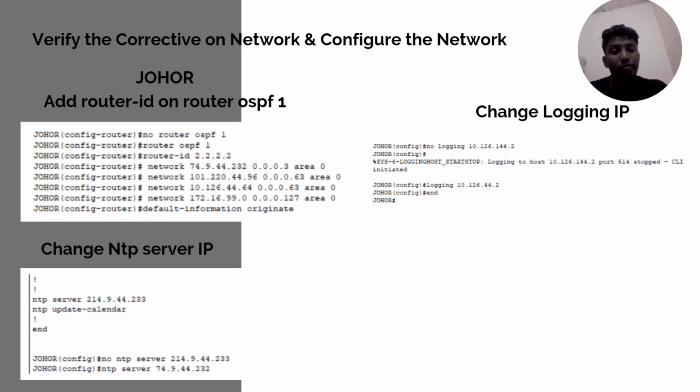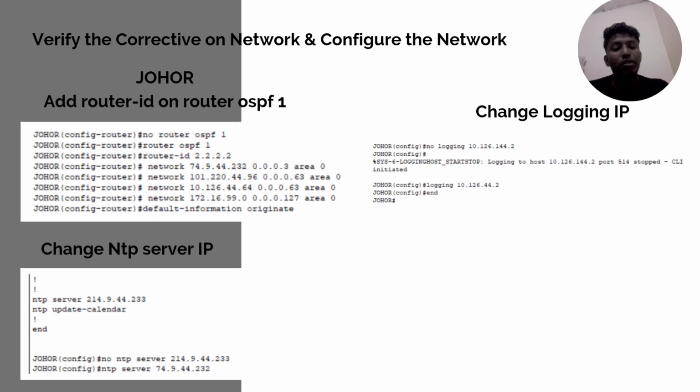And now for the change logging IP, we have to redo the no logging IP, which is the IP for syslog. 10.126.114. After we redo, we logging again with the new IP, and enter and type the END command. And after that we have to show run to know the NTP configurations.